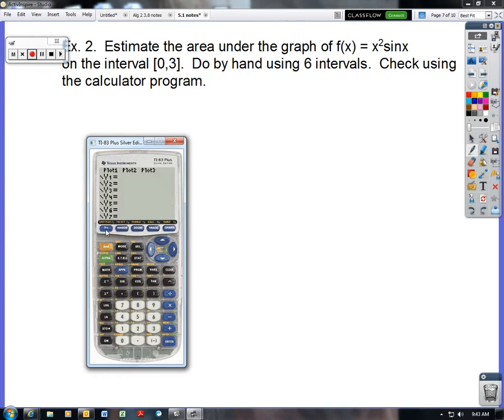Y equals x squared sine of x. I'm going to do zoom 7, my trig window there. Okay, we are estimating the area on the interval 0 to 3. So let's do this since I'm going from 0 to 3. I'm going to change my x min to 0, my x max to 3. That's way better. Okay, so now I'm going to do a quick sketch of this.